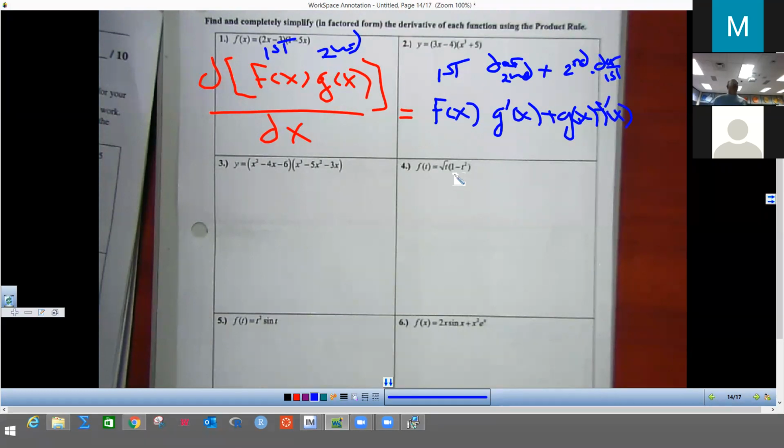So I'm going to do problem 4 here. Now you cannot do a derivative when it's in radical form. So the first thing I'm going to do is rewrite this not in radical form.